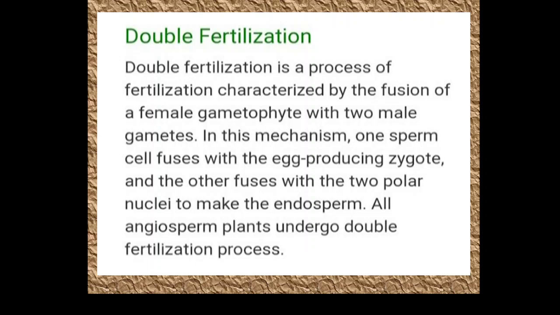That is the fusion of a male gametophyte with two male gametes. In this mechanism, one sperm fuses with the egg producing the zygote, and the other fuses with the two polar nuclei to make the endosperm. So if I could highlight this point, one sperm cell fuses with the egg producing the zygote, and the other fuses with the two polar nuclei to make the endosperm, and all angiosperms undergo double fertilization.